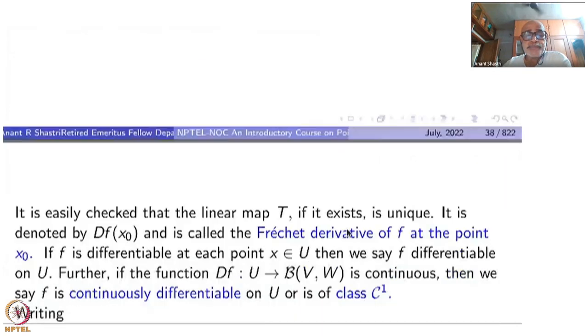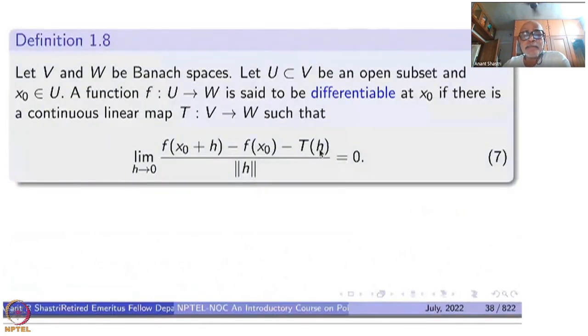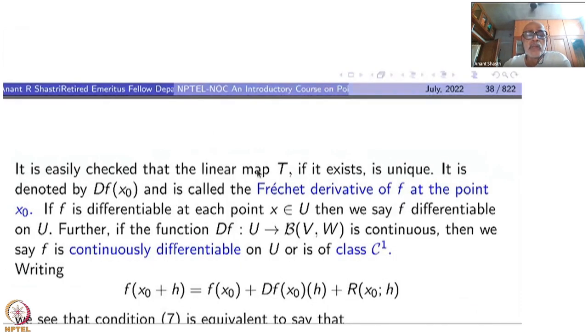As soon as such a T exists, it has to be unique. You can't have two different linear maps, T1 and T2, satisfying the same property. This is an easy consequence, similar to what we do in real analysis or multivariate calculus and so on. Uniqueness is not a difficult thing. So that T is called the derivative of f at the point x0, and I am using the standard notation df of x0. The only thing is, you might not have called such a thing a Fréchet derivative. We are going to call it the Fréchet derivative. Fréchet is the one who started Banach space calculus. Okay, Fréchet derivative of f at the point x0.